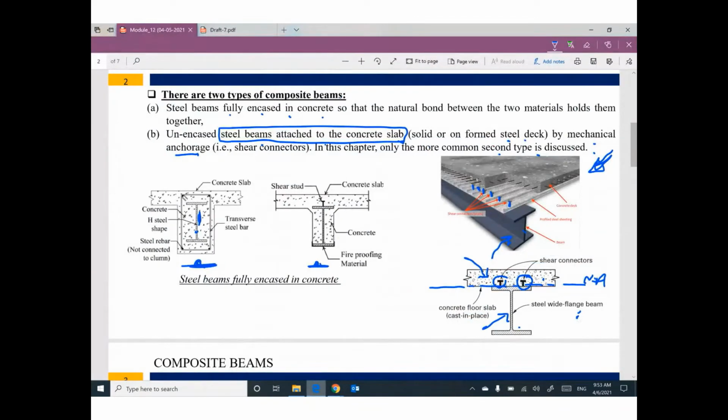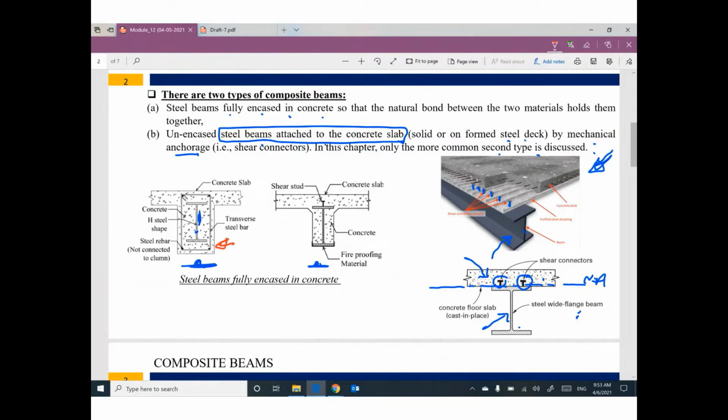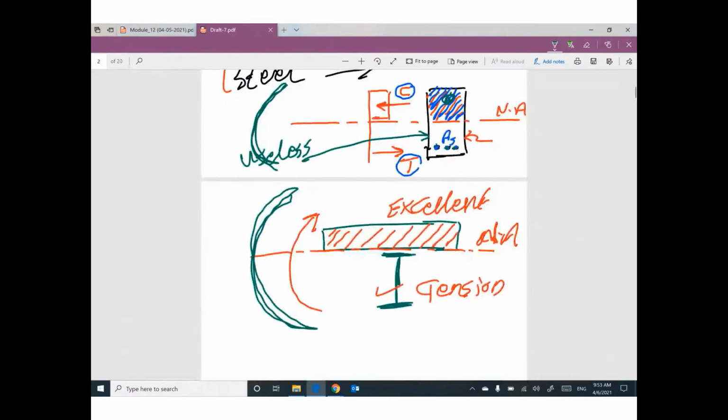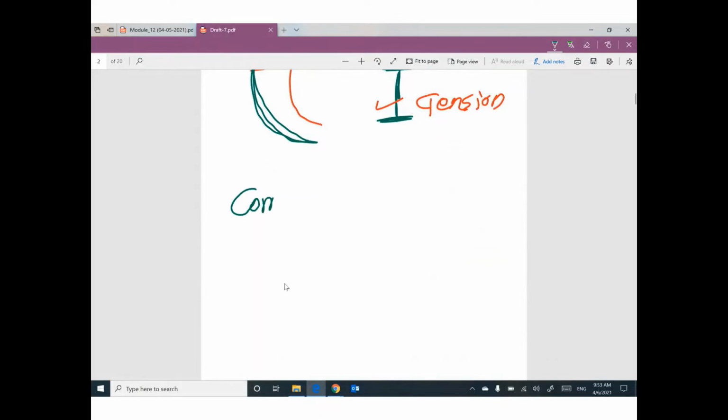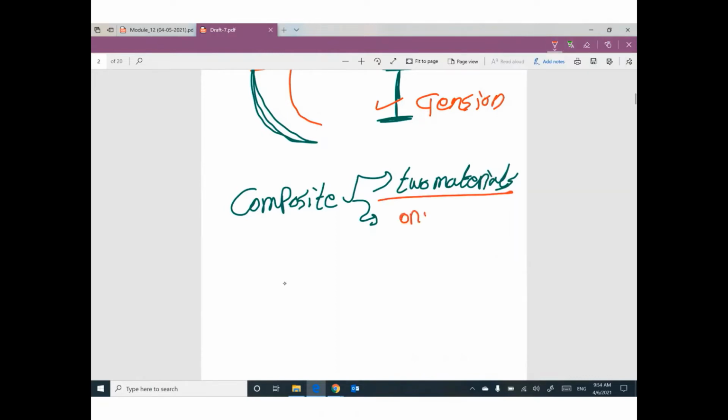And also one more thing, about composite, guys, let me say the meaning of composite. Composite means we have two materials. But for these two materials to work together, they must be one unit. So if you have concrete and you have steel, how can I make the two materials work together as one unit?